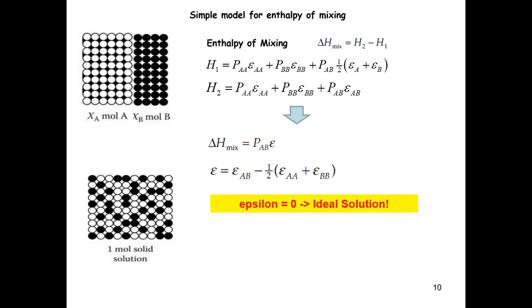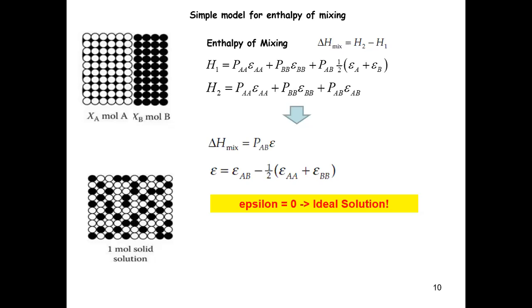So that's that. Now we see that once we have this epsilon expression, we get a more general condition for the ideal solution, okay? The general condition is that if epsilon equals 0, then we have an ideal solution, right? So the previous example I told you, if we have epsilon equals 0, basically what you have is that epsilon AB equals half of epsilon AA plus epsilon BB. This is a more general condition for the ideal solution.